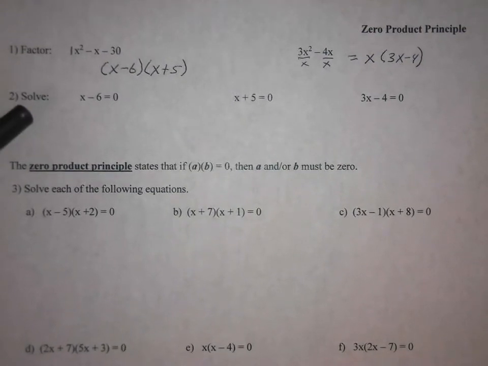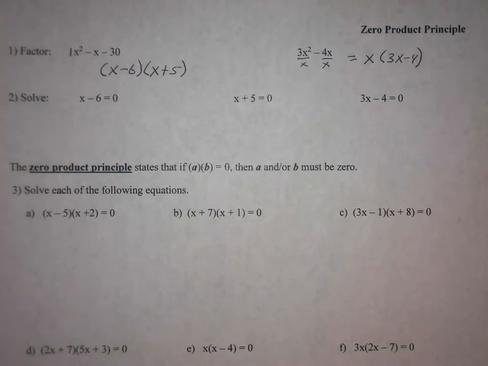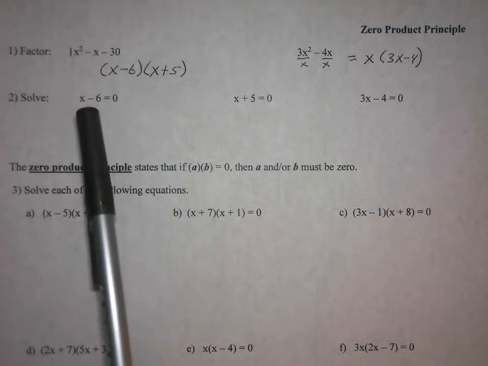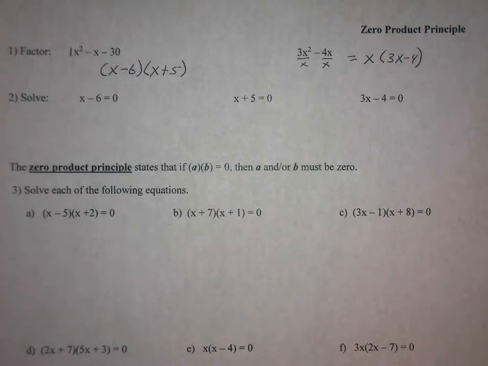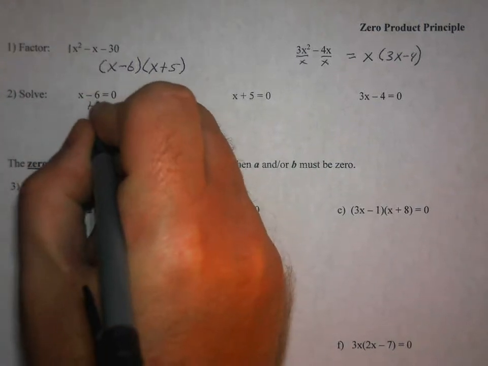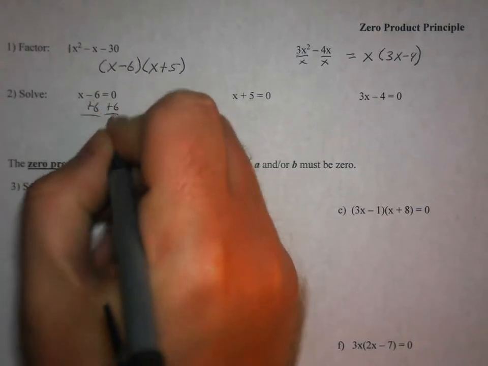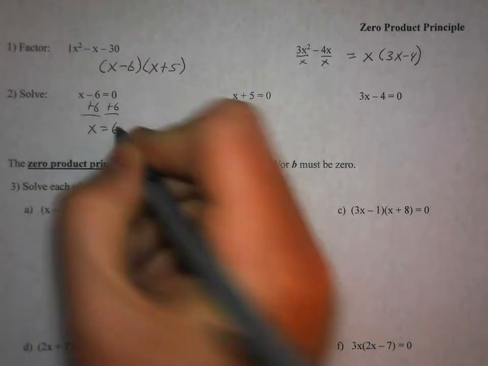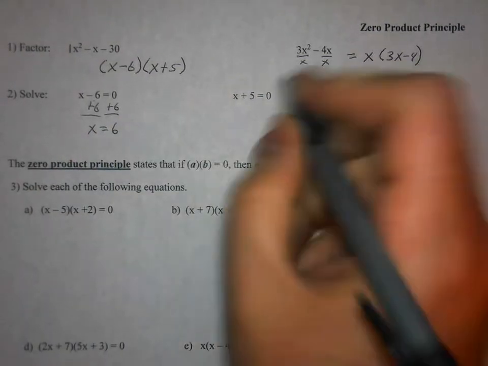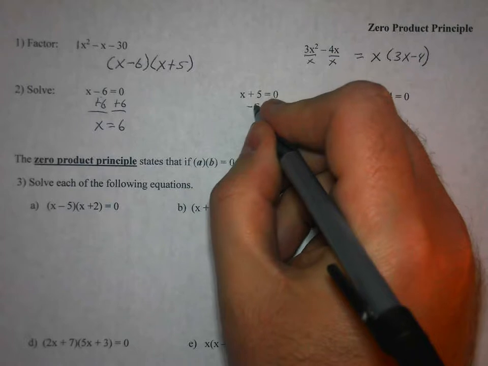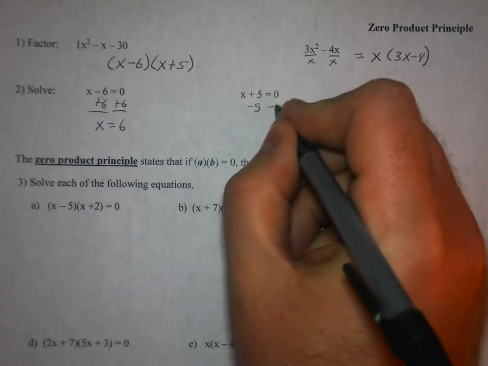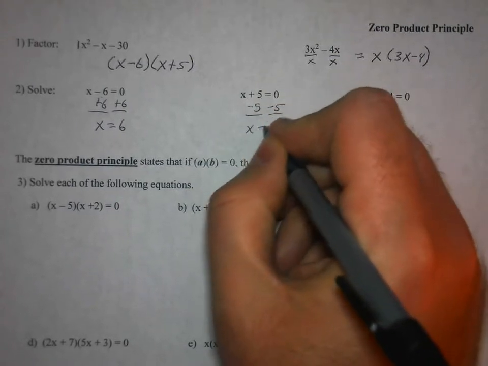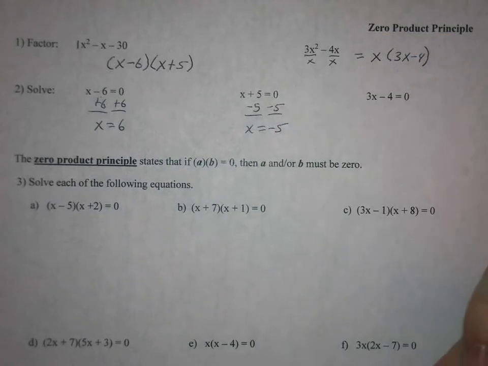Now we're going to transition into solving equations. So we're going to start with some very simple ones first. x minus 6 equals 0. How do we solve for x? That should be easy enough: add 6 to each side, so x equals 6. And the second one, to get rid of plus 5, you subtract 5, so x equals negative 5.